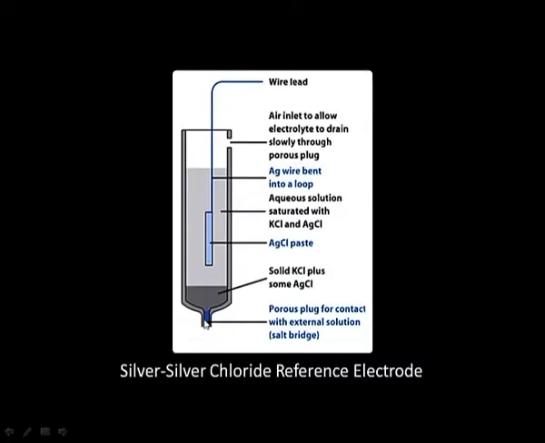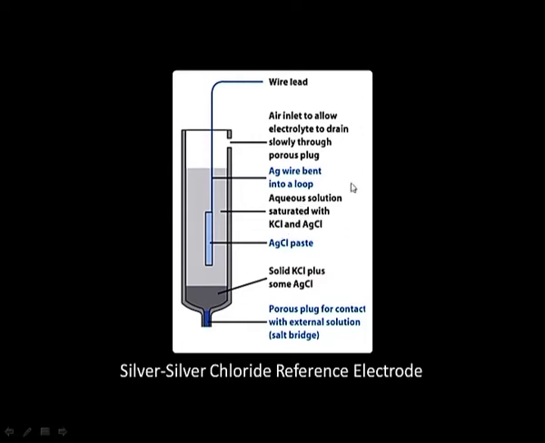One of them is the silver chloride reference electrode. We have discussed this in potentiometric titrations, but I am just explaining it once again. Here we have a porous plug at the bottom of the tube, and just above the plug we have solid KCl plus some AgCl, and we have a platinum wire coated with silver chloride, and here we have a solution which is saturated with KCl and AgCl.